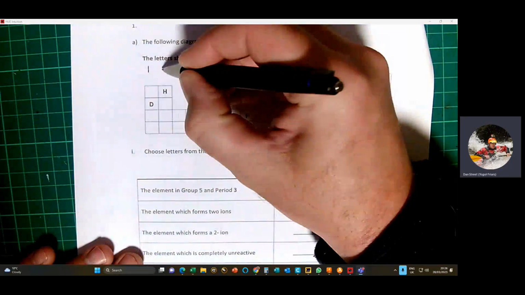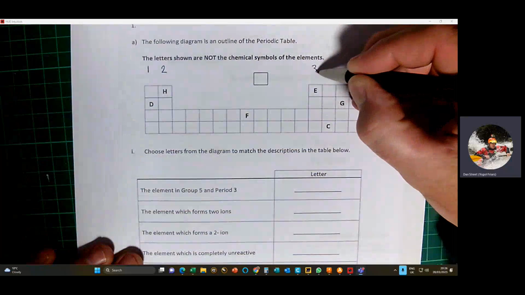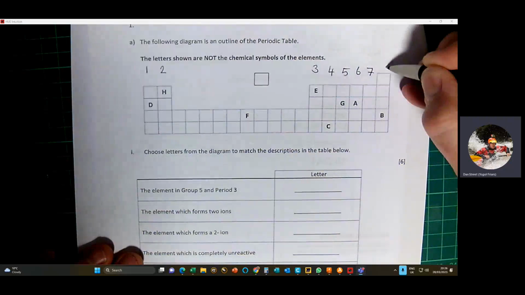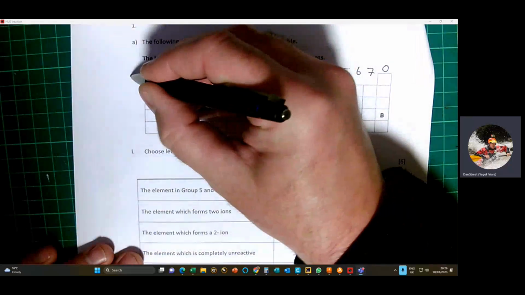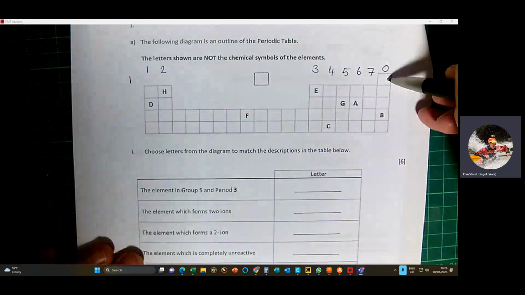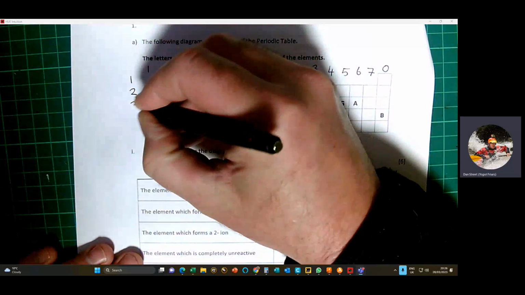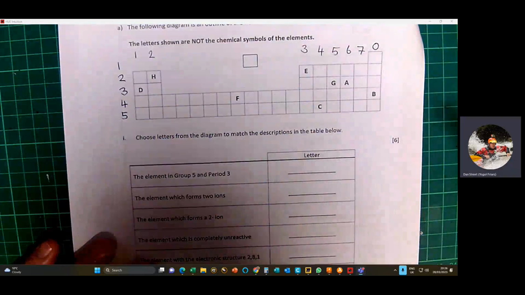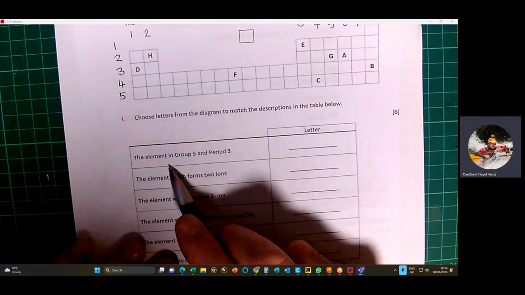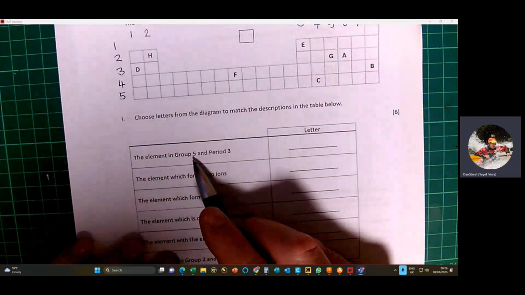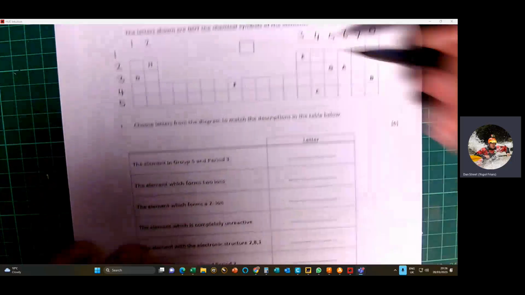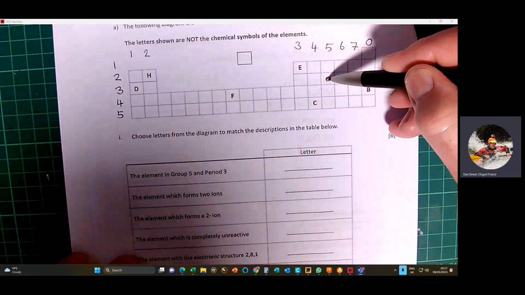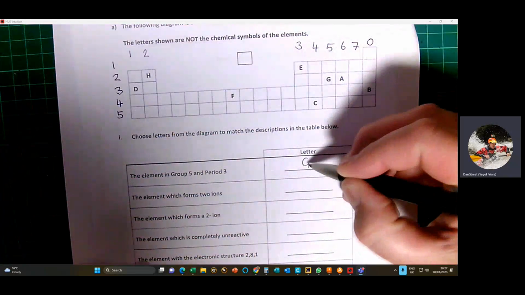Okay, so this is group 1, this is group 2, this is 3, 4, 5, 6, 7, and 0. And here we have period 1, which includes these two elements, hydrogen and helium, period 2, 3, 4, and 5. Okay, now having done that, that makes our life much easier for the first question because it asks us to identify the elements in group 5, period 3. So this is group 5, and there is only one element present, and it is in period 3. So that would be G.